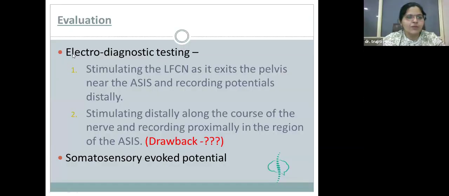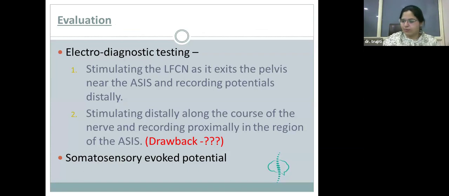So we'll come to the evaluation. How are we going to evaluate this condition? We can do electrodiagnostic testing. That is, we have to stimulate the nerve and see if there is a problem. With electrodiagnostic testing, you can find if the nerve is actually compressed or not. But there is a drawback for this test.